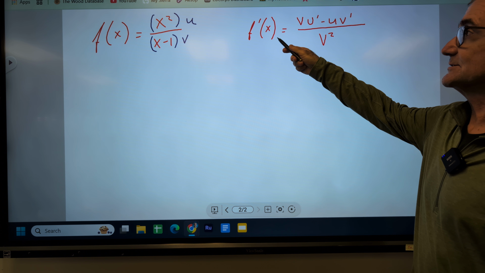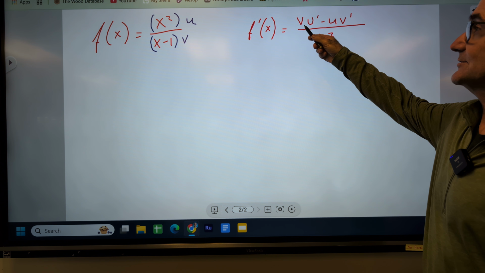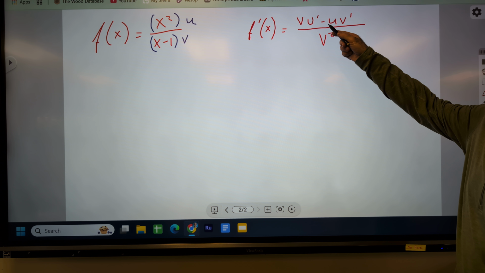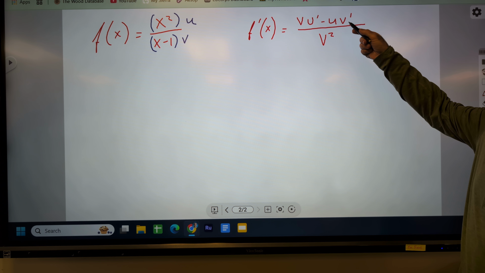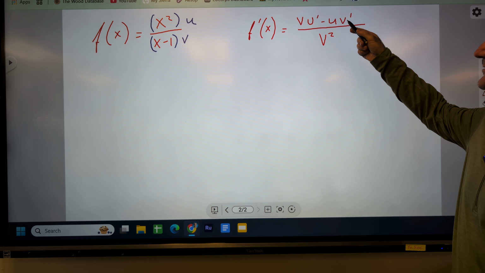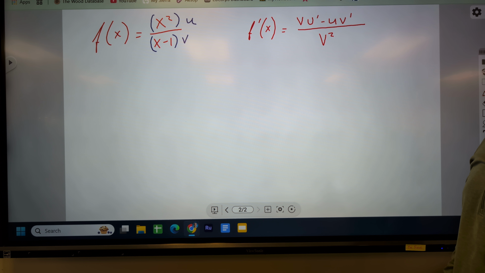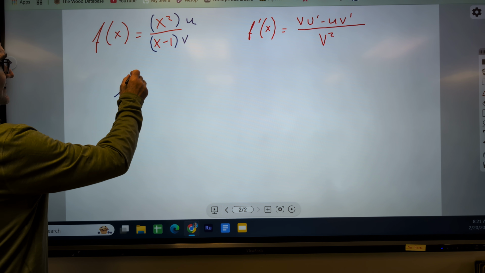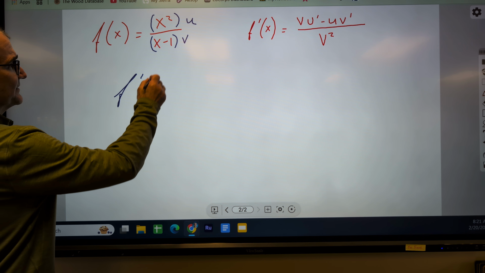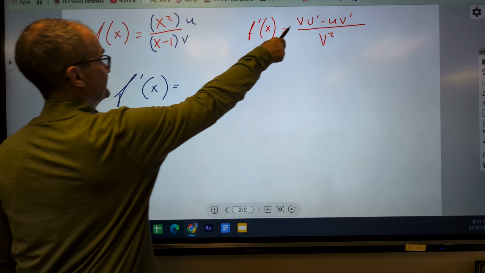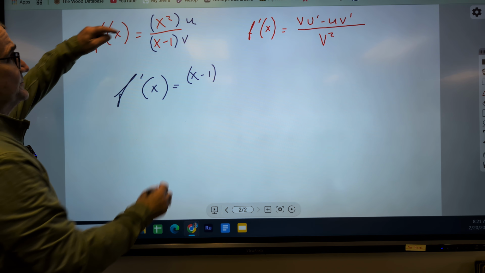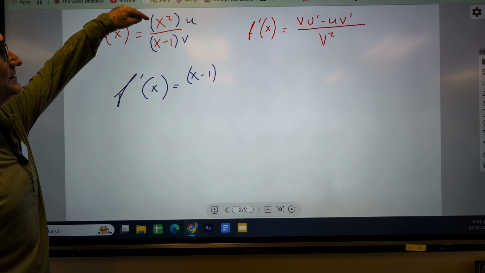So the quotient rule says the derivative is the bottom term times the derivative of the top term, minus the top term times the derivative of the bottom term, all divided by v squared. So if v is this right here, I'm just going to write this in. I'm going to say the derivative of my function is equal to v, x minus 1, times the derivative of my numerator, this right here.